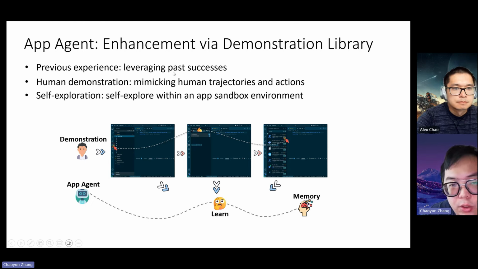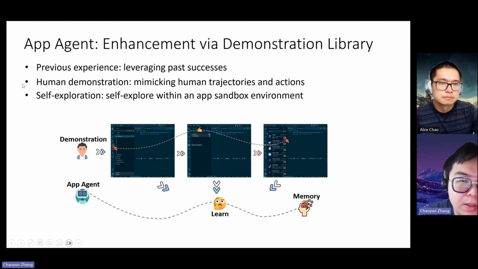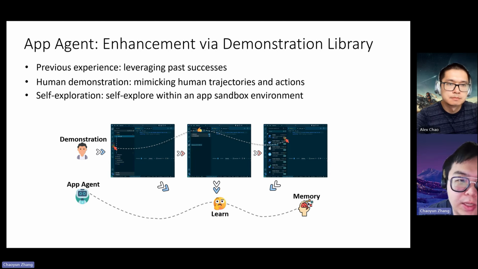The agents might have some successful task completion trajectories. We try to save those into a demonstration library for future usage, and also we build a tool that allows humans to demonstrate their own tasks to the agents and record their actions, using tools like clicking or typing. After that we'll save this trajectory, and the agent will try to mimic the user trajectory and actions.